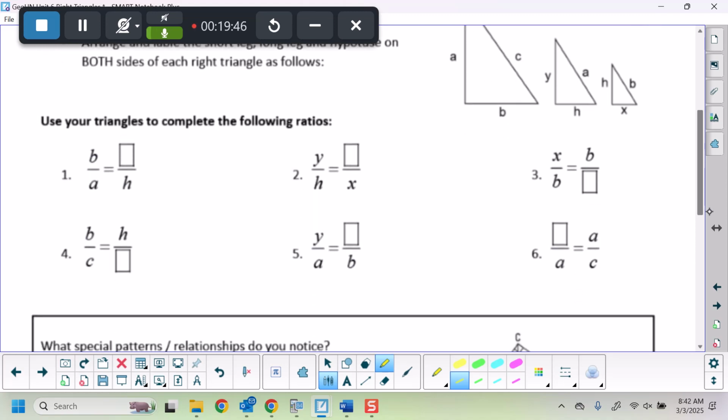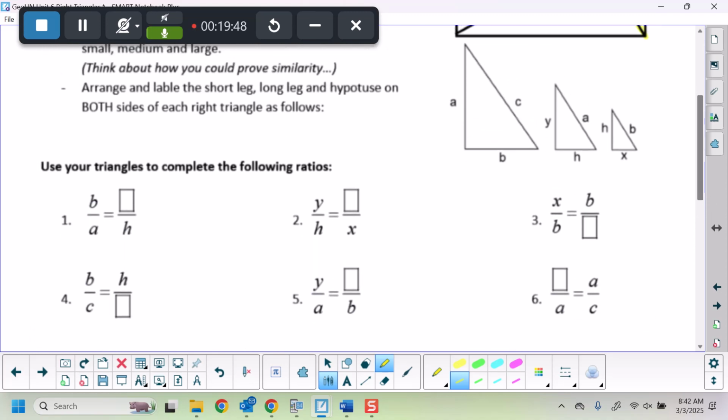Your next conversations with your partners are like this. I would like you to complete these ratios. It might be easiest to return your triangles to this orientation so that you are comparing corresponding sides of similar triangles. Make sense? Alright, turn to your partner and say, let's go.